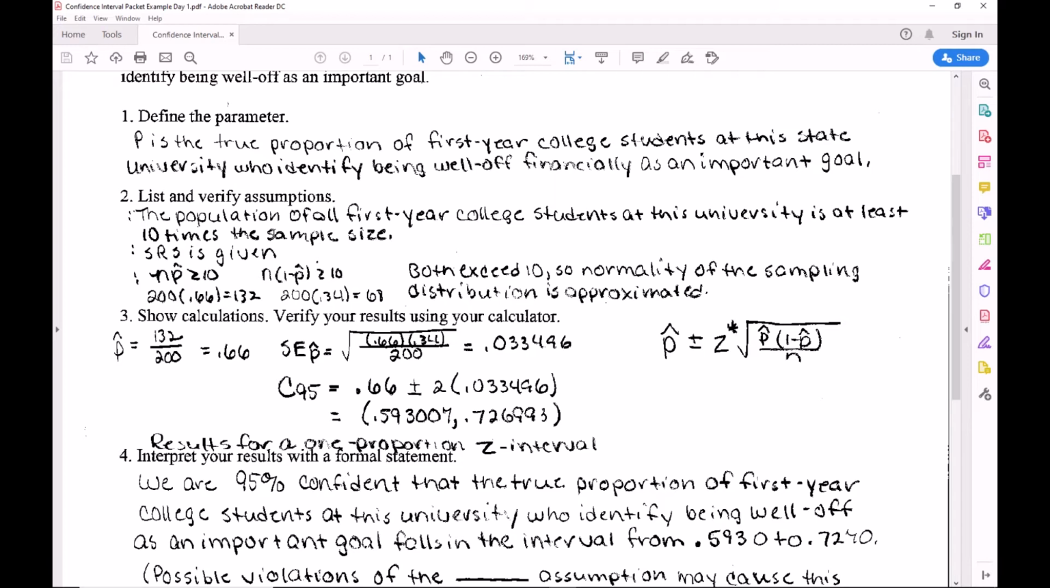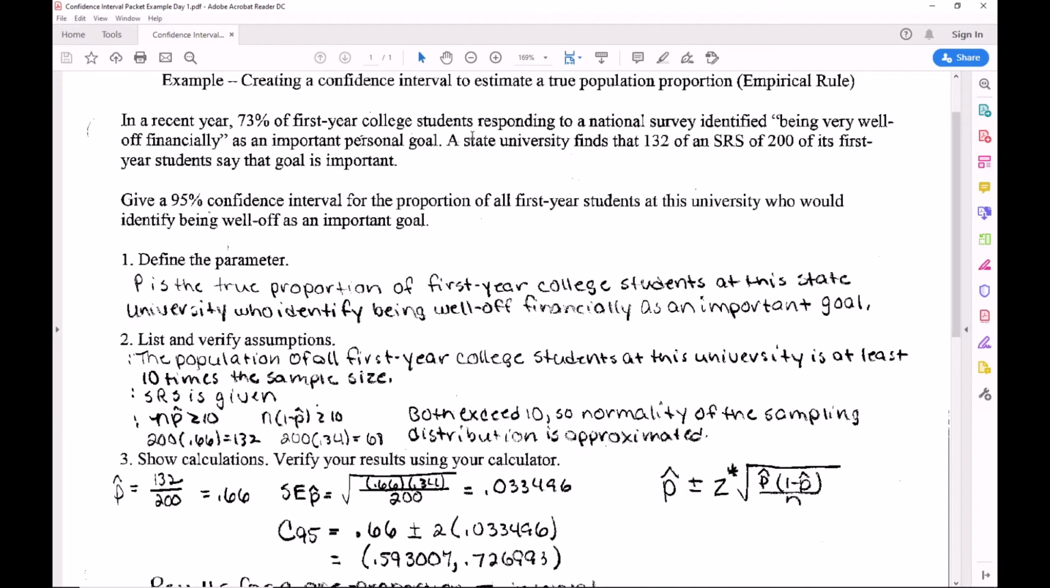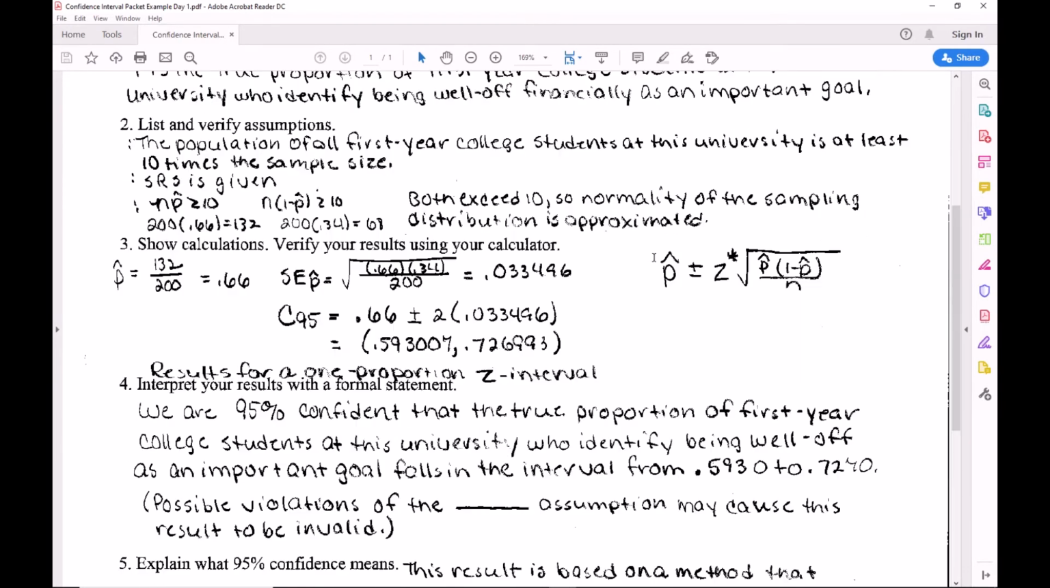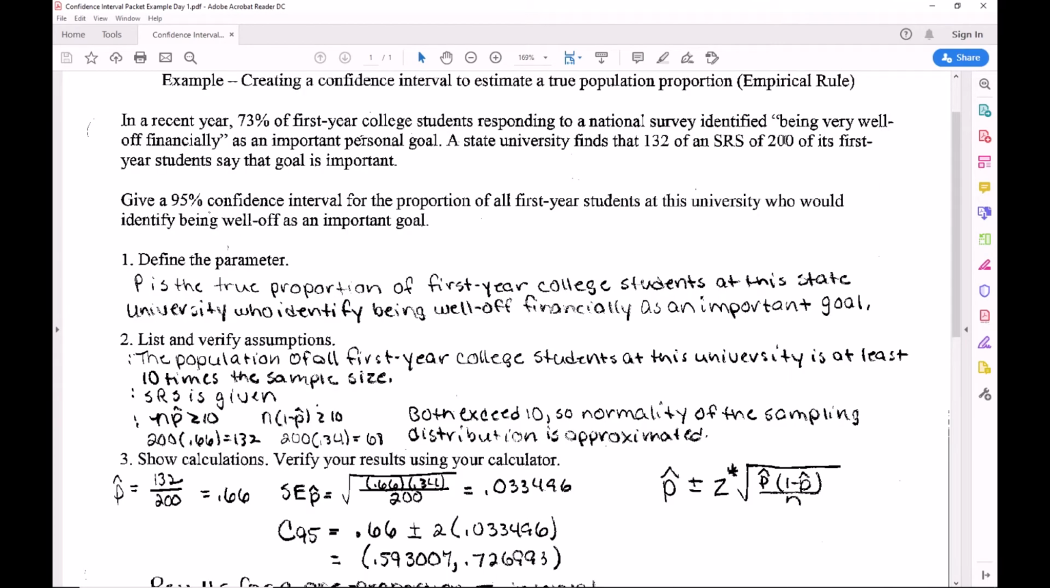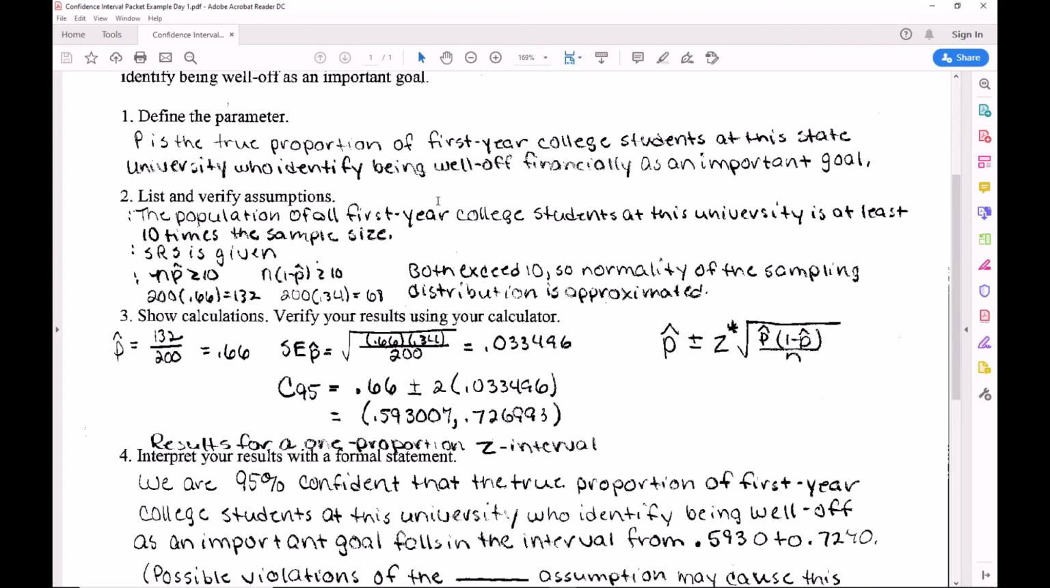We can list all that as a limitation at the end. All right, the next one, this is a state university. I went to a state university. They're huge. So with a sample size of 200 for first-year students, I have a feeling that there's way more than 2,000 first-year students. So I think it's safe to say the population of all first-year college students at this university is at least 10 times the sample size.